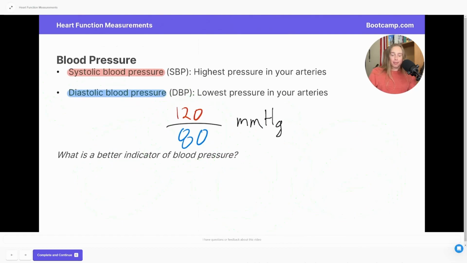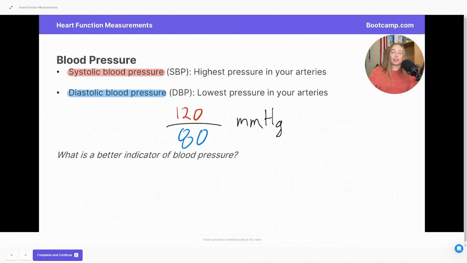The bottom number then represents your diastolic blood pressure, and this is going to represent the lowest pressure in your arteries, and this is going to occur when the heart is in diastole and relaxing. Seeing blood pressures written like this can be a little bit misleading because these two values aren't equal in their importance.